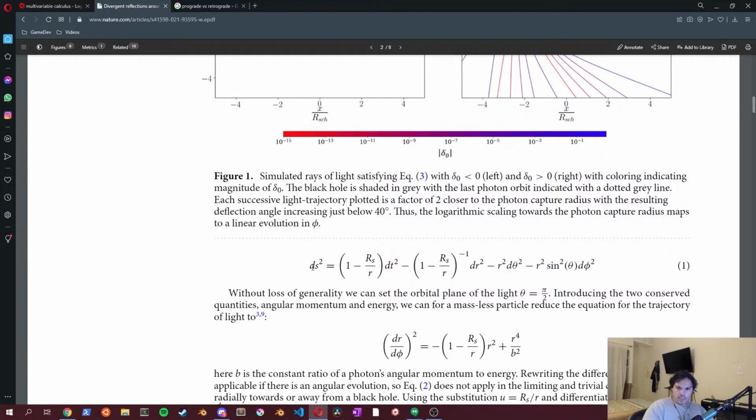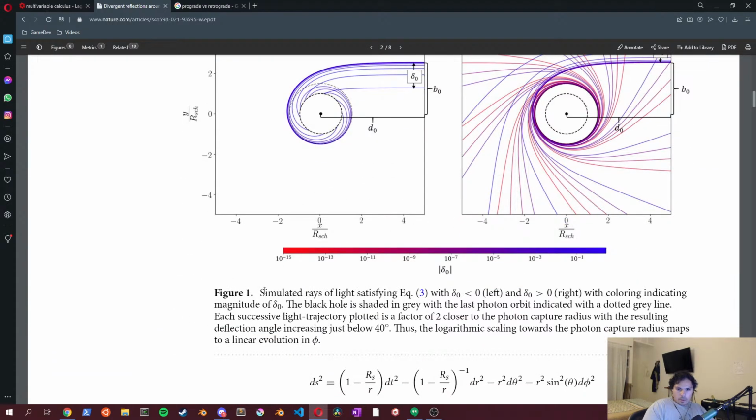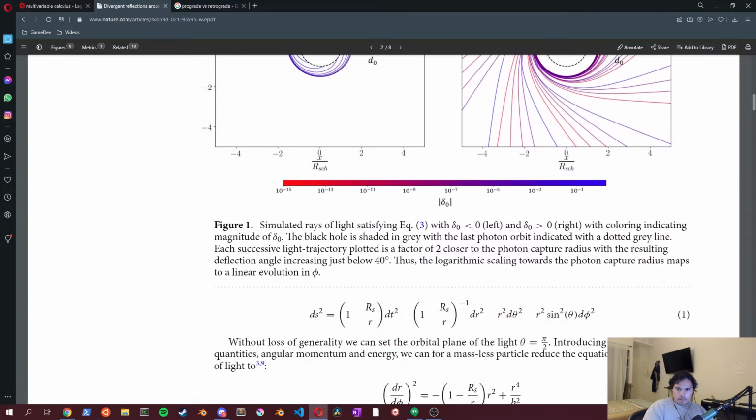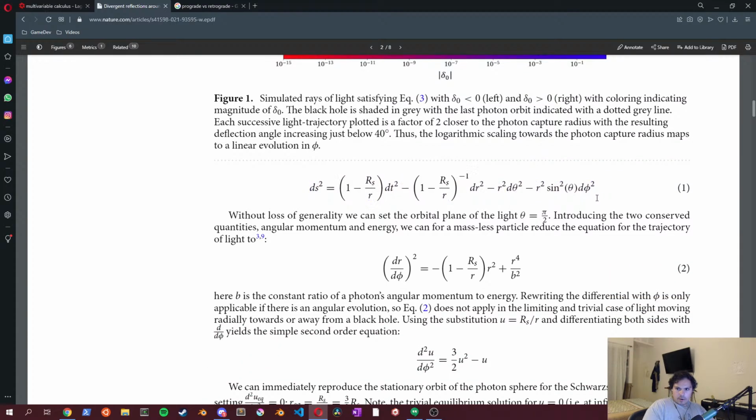So if you move basically a tiny bit, or if you wanted the distance between two events that are pretty close to each other in the space-time, the space-time distance is given by this equation, where you need the phi coordinate, the theta coordinate, the r coordinate, and the time coordinate for each of those two events. Okay. So simulated rays of light satisfying equation 3. Is that equation 3? No. So anyway, this is our Schwarzschild metric.